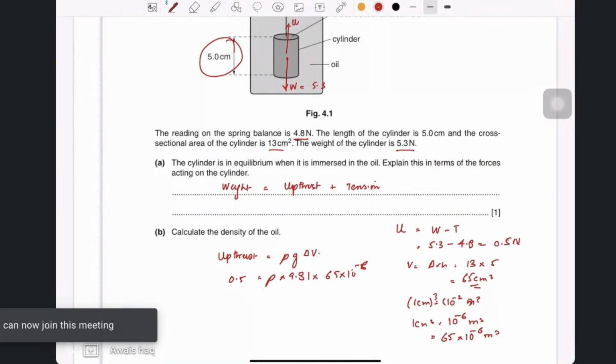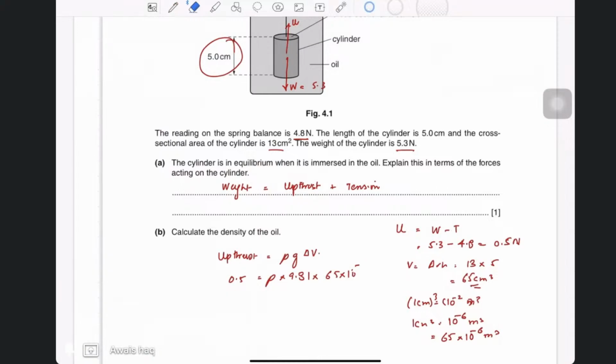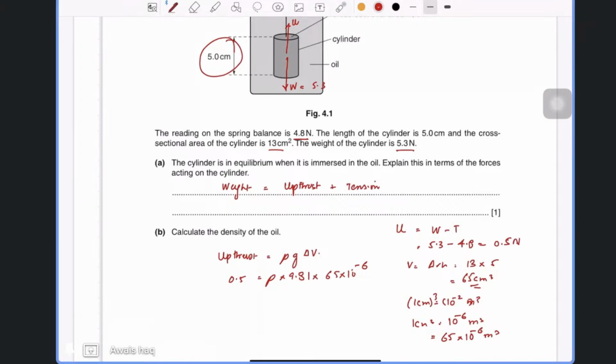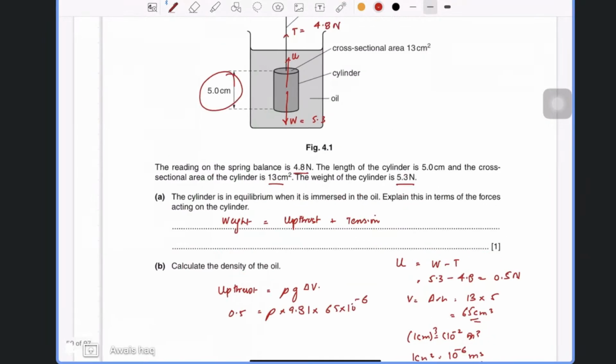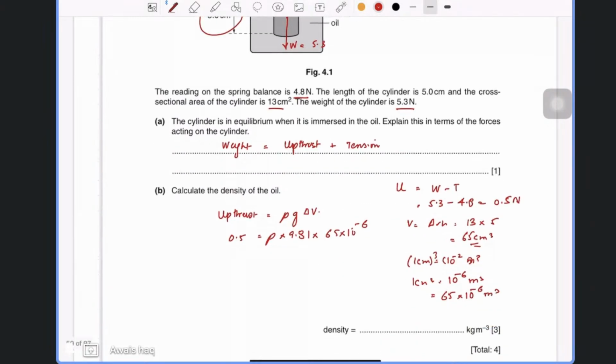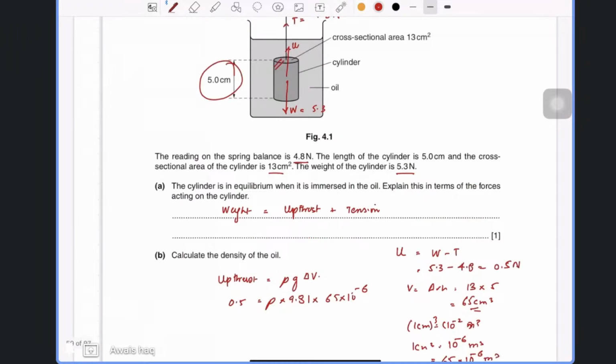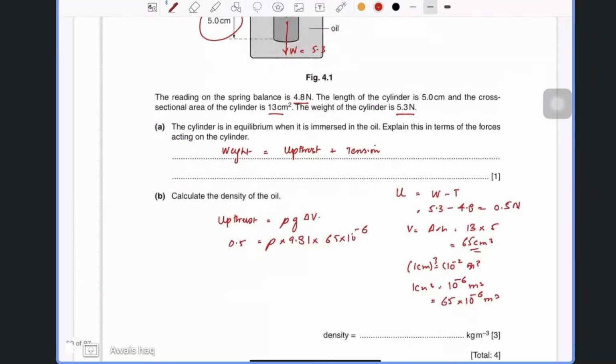Sir, can we also do it using M over V? You can do that as well, you'll get the same answer actually. No, we can't do that. I'm sorry. If we do M over V, then we'll get the density of the cylinder, not the oil. We have to do this to get the density of oil. I'm sorry, you can't do that.